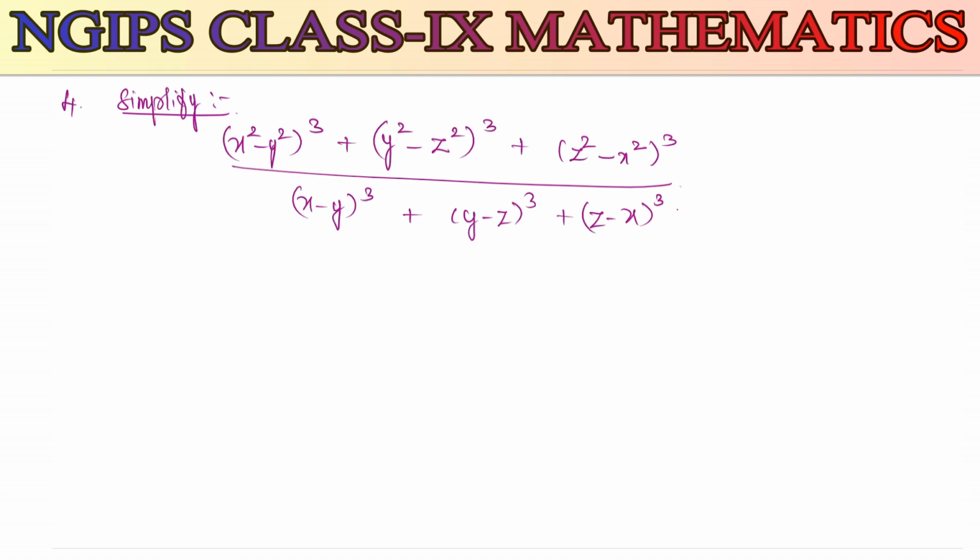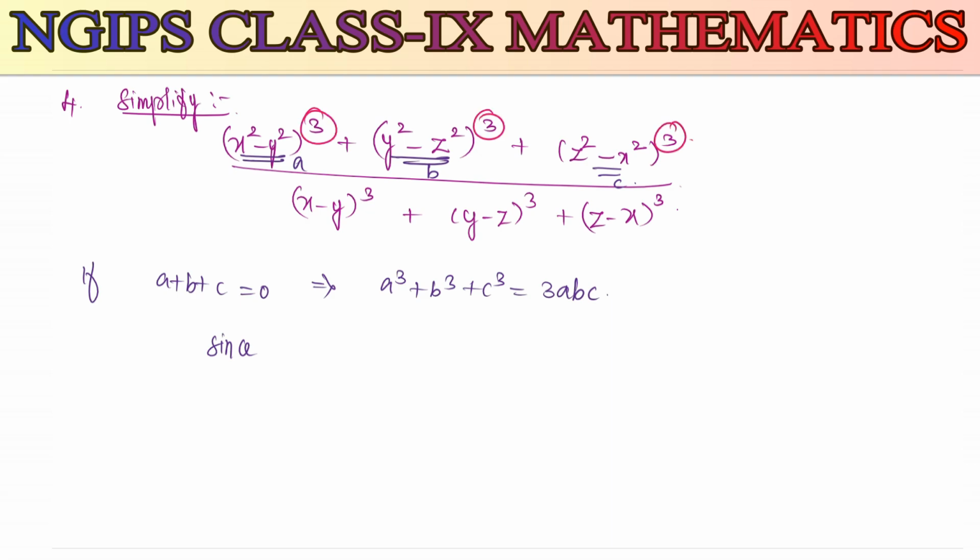Okay, we know the identity: if a + b + c = 0, then a³ + b³ + c³ = 3abc. Since we know this very well, here this is a, this is b, and this is c. When I take a, b, c, forget about the cube powers; I am just going to take the base terms. So here, this is in the form of a³ + b³ + c³.